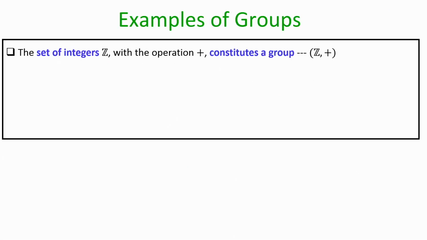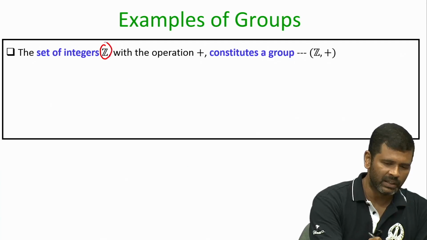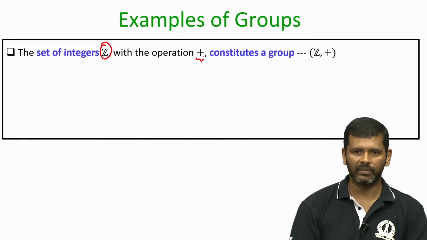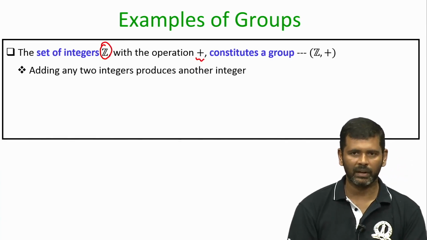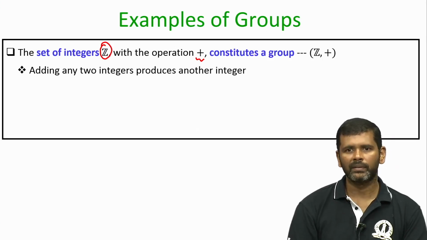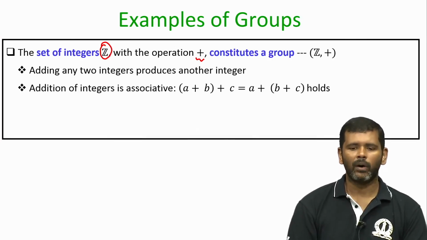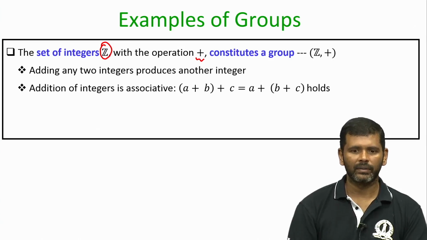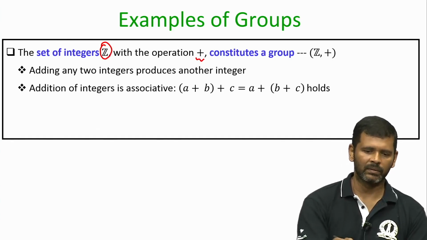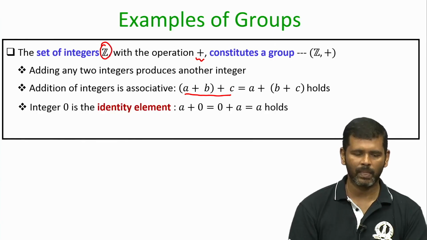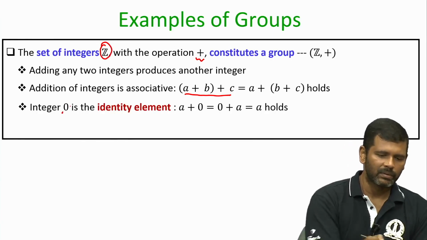So, now let us see some examples of groups. The set of integers Z, which is an infinite set, along with the operation plus constitutes a group. Let us see whether all the 4 properties are satisfied or not. The closure property is of course satisfied. You take any 2 integers A and B and add them, you will again obtain an integer. The operation addition is associative over the integers. You take any 3 integers, it does not matter in what order you add them, the result will be the same. The integer 0 is the identity element.